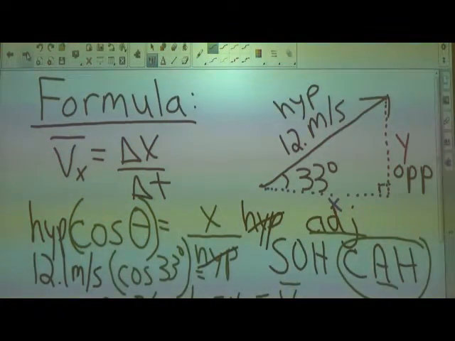So, to do that, you come down and you say, do I use soh or cah? And remember, the x is the adjacent. The opposite is the y. So you're going to use cah. So, if you come over here, if you want to find the x, it's going to be the hypotenuse times cosine angle. So you take the 12 meters per second times the cosine of 33 degrees, and that gets you 10.06 meters per second. That's the x.